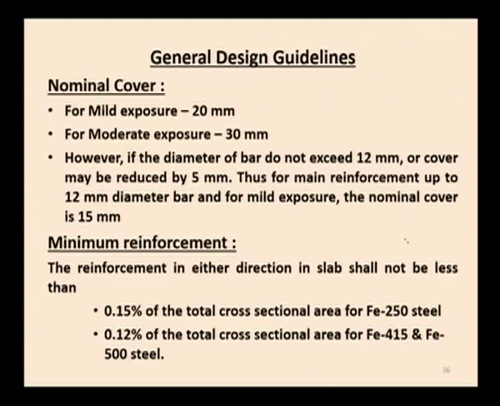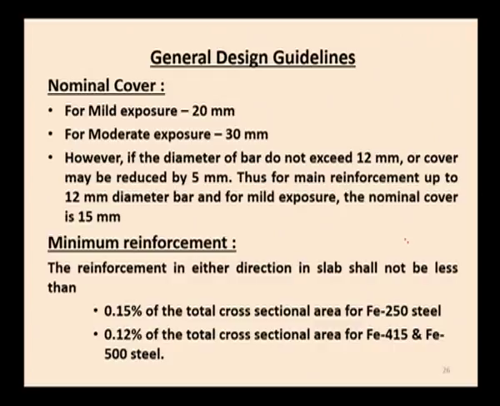If you use mild steel in our reinforcement, the Ast required should not be less than 0.15 percentage of the total cross sectional area of the concrete. If you use deformed bars, the Ast provided should not be less than 0.12 percentage of the total cross sectional area of the concrete. So, when you find out the Ast required for the reinforcement, that has to be checked with the minimum reinforcement as per IS 456.